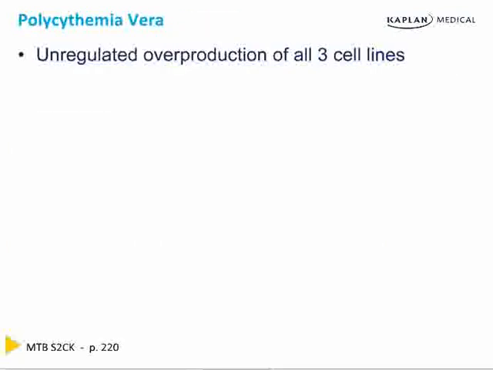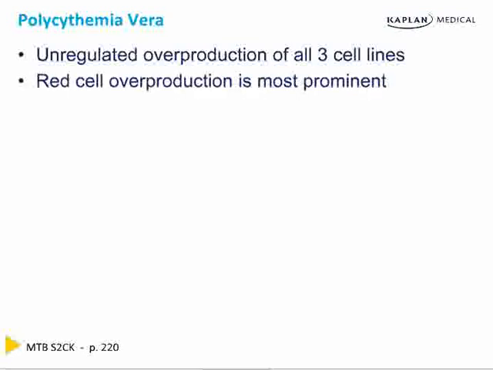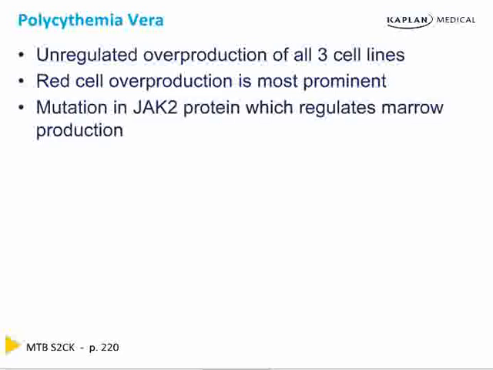The next disorder, polycythemia vera, is exactly the opposite of aplastic anemia. This is an unregulated overgrowth, predominantly of red cells, but it can be of all three cell lines. If aplastic anemia is an unregulated undergrowth, this is the unregulated overproduction of red cells, and it results in a JAK2, Janus kinase 2, protein. Now, this is new for many of you.